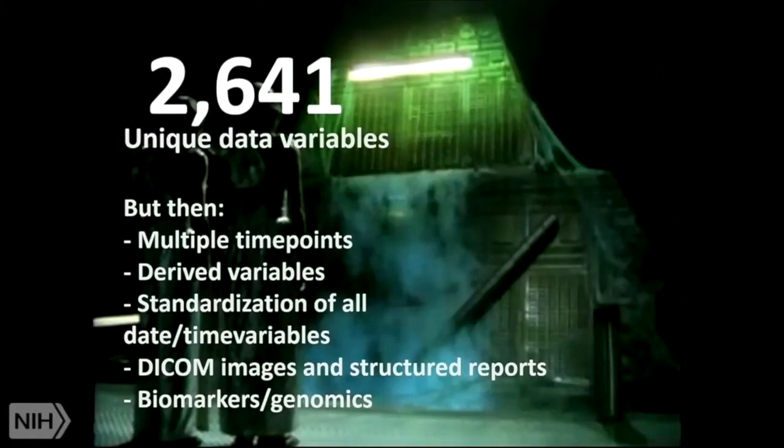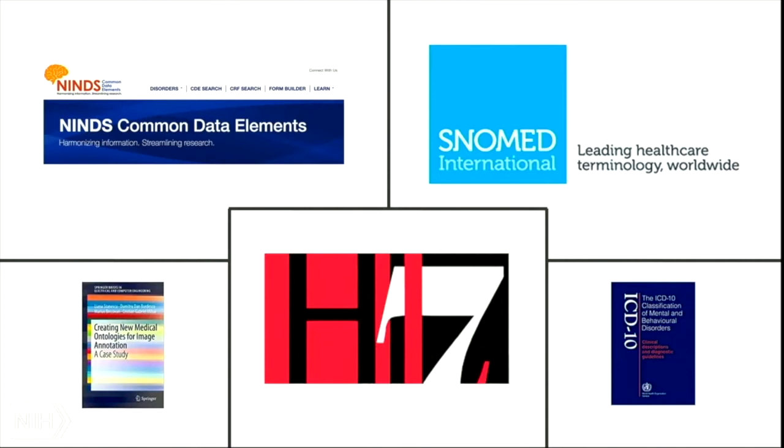But more seriously, this was a really complicated data set. There were 2,600-something variables, and lots of time points at which these variables were recorded. There were derived variables, biomarkers, genetics, and I wasn't really dealing with the imaging, but it was a really complex data set. But okay, we can deal with that.